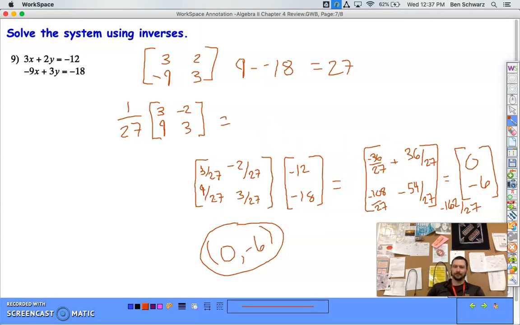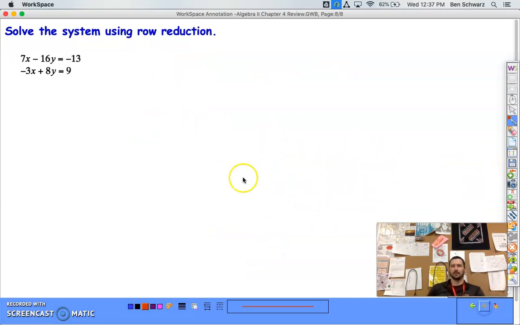All right, so finish up this review here. Last problem is to solve a system using row reduction. So getting an augmented matrix into reduced row echelon form, that fancy term we learned in the last section. So first we come up with our augmented matrix.